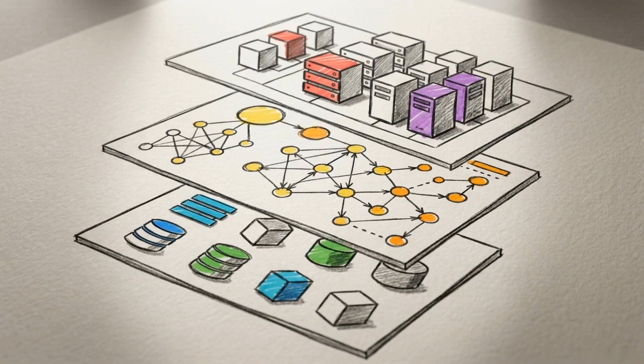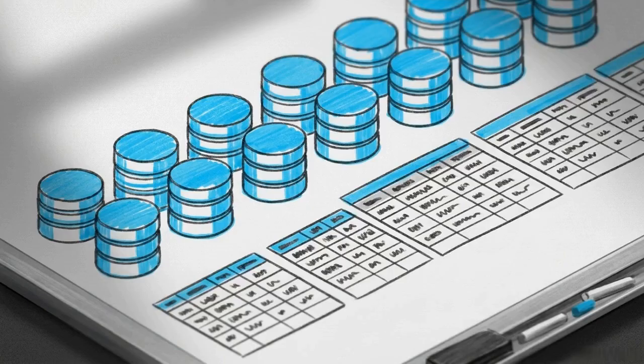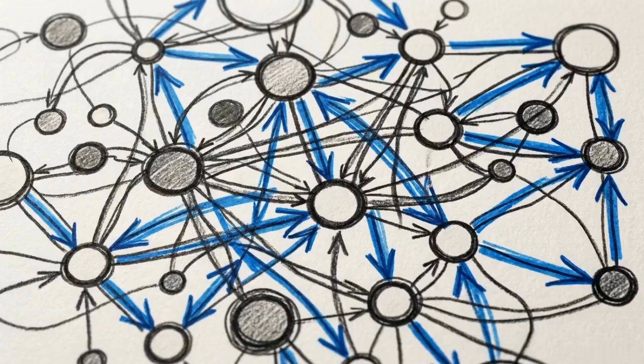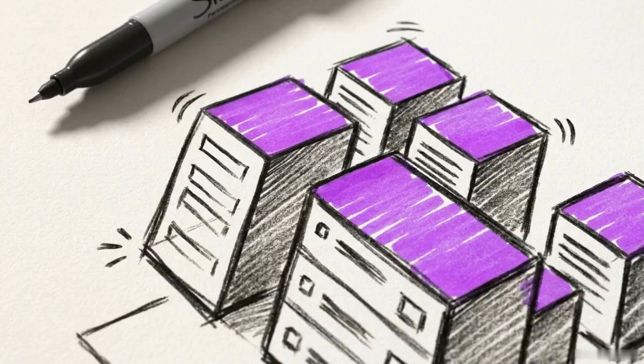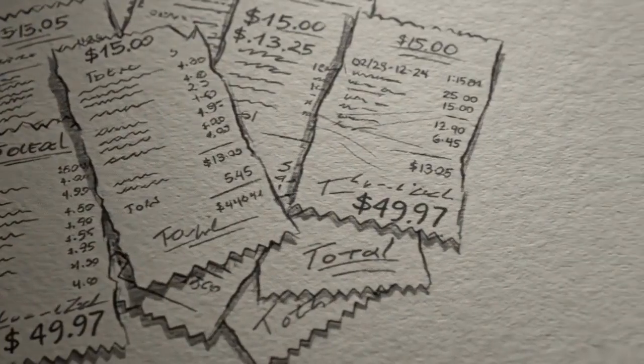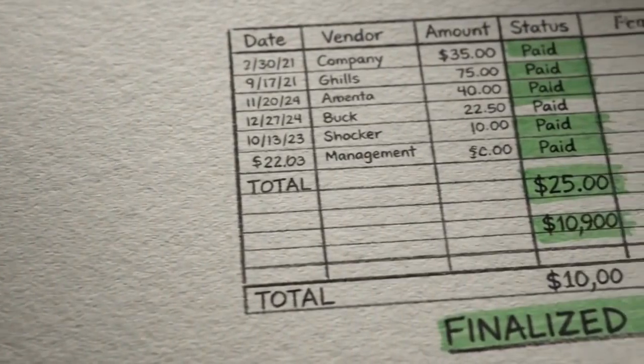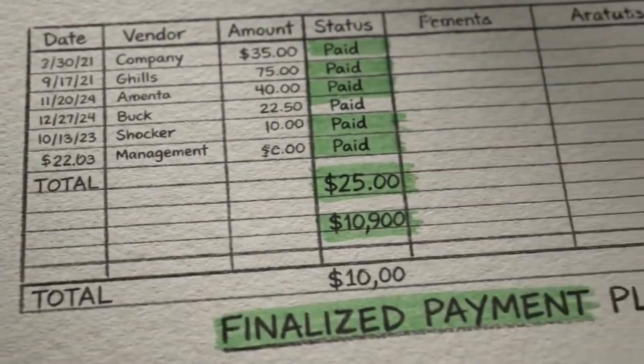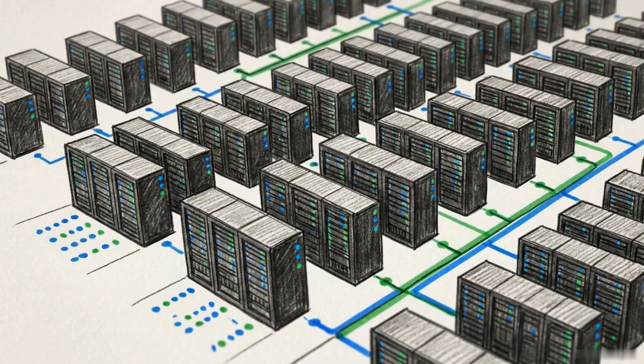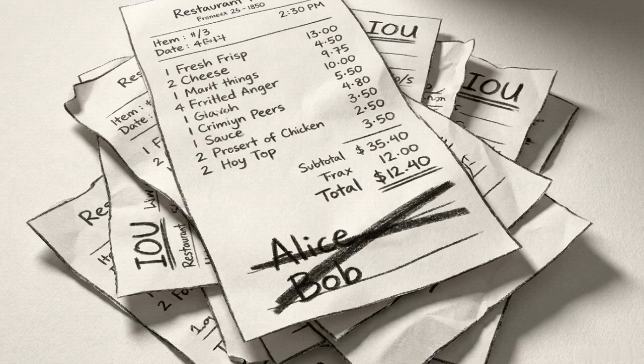Building a system that can do this reliably requires 3 distinct layers. 1. Data modeling. 2. Algorithmic routing. 3. System architecture. These 3 layers coordinate the transition from a messy input of receipts to a finalized, simplified payment plan. At this scale, managing shared debts becomes a challenge of network flow and distributed system design.